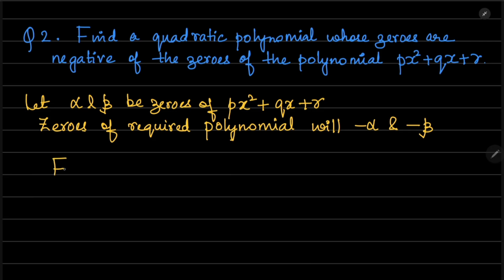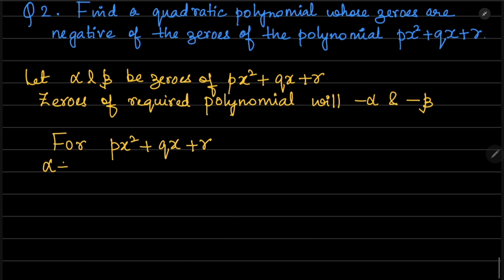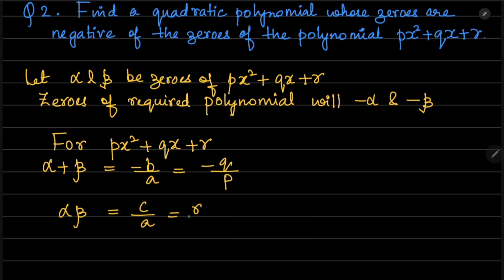Now for the given polynomial px square plus qx plus r, calculate the sum of the zeros. Alpha plus beta equals minus b by a, which is minus q by p. The product of the zeros is c by a, which is r by p. This is the relationship between the zeros and the coefficients of any quadratic polynomial: sum of the zeros is minus b by a, product of the zeros is c by a.